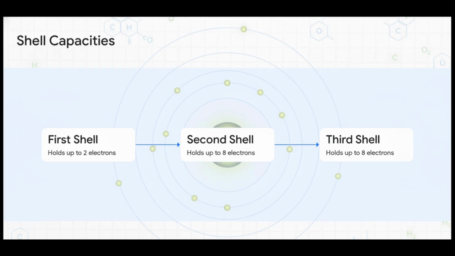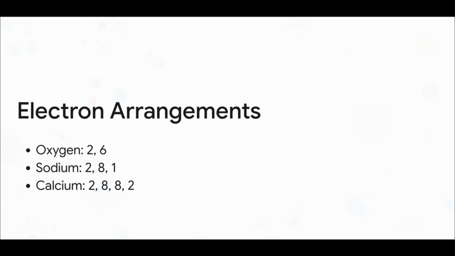The second row fits up to 8. And for the first 20 elements you need to know, the third row fits up to 8 as well. You always fill the inner rows completely before starting a new one. Let's test drive this with a few elements. Oxygen has 8 electrons total. 2 take the front row, leaving 6 for the second shell. So its setup is 2, 6.